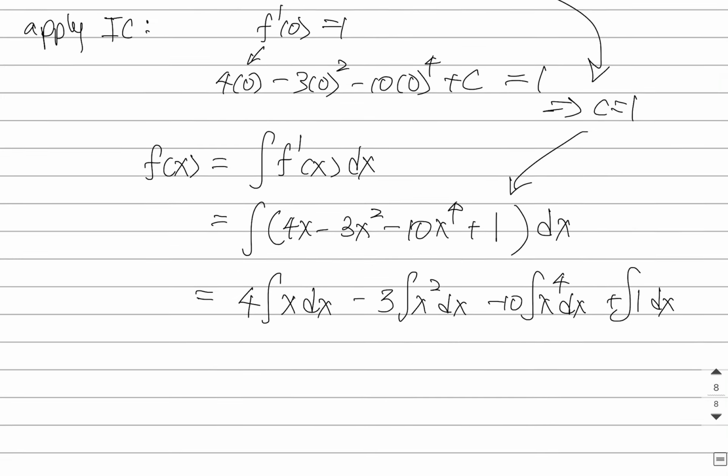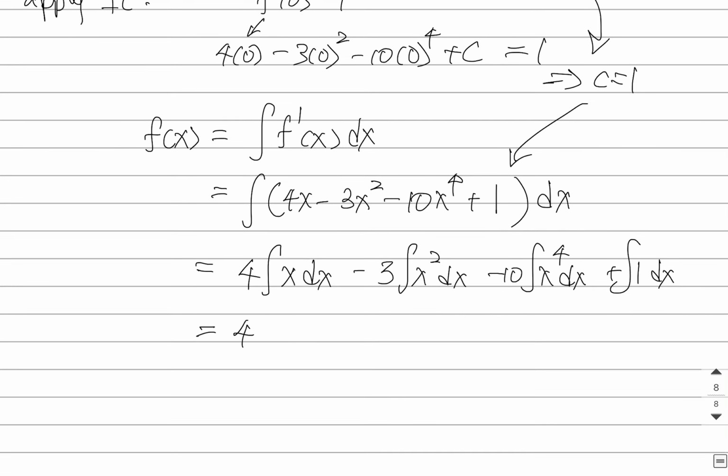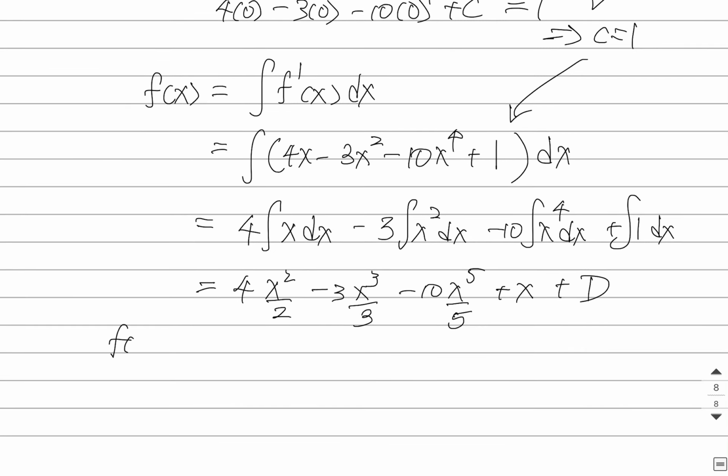So this will give us 4x squared over 2, 6x cubed over 3, 40x to the 5 over 5, x, and now we're going to get a new arbitrary constant. So we'll get 2x squared, minus x cubed, minus 2x to the 5, plus x, plus some d.